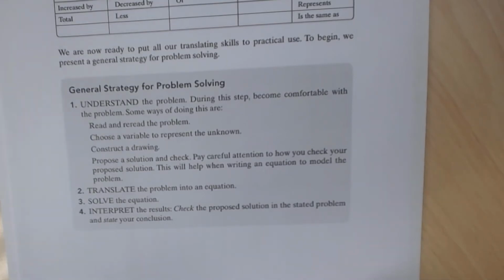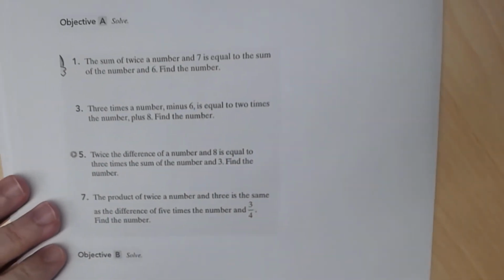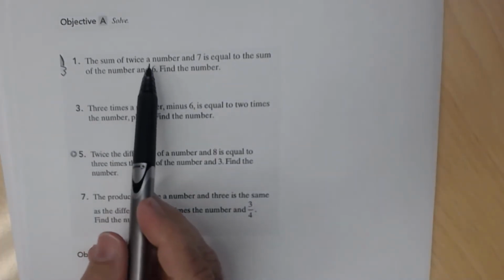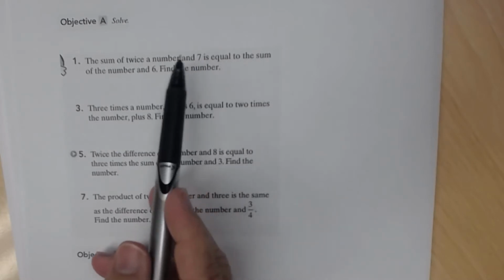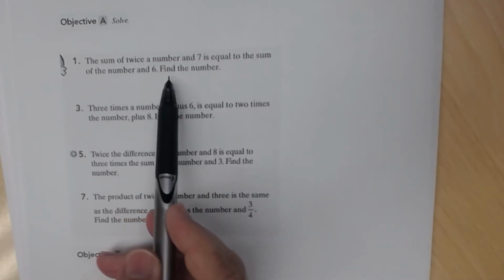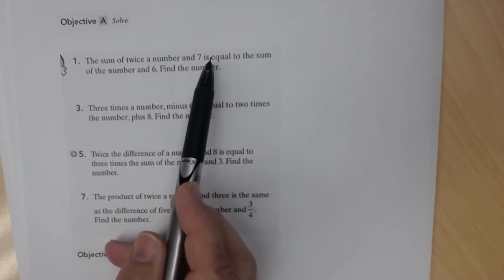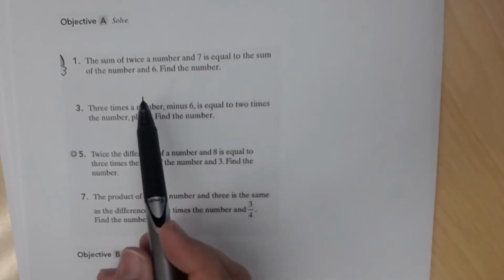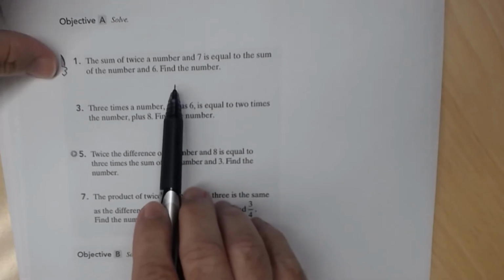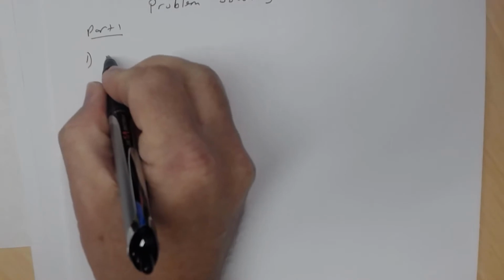Okay, so let's look at number one. It says that the sum of twice a number and 7 is equal to the sum of the number and 6, and you want to find the number. The word sum, remember, means to add, and "is equal to" will be the symbol for the equal sign. So the first thing you're going to do is represent the unknown.